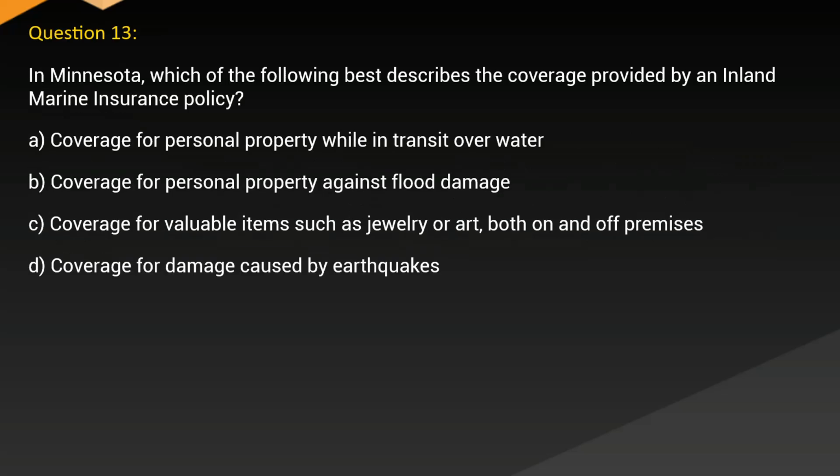Question 13. In Minnesota, which of the following best describes the coverage provided by an inland marine insurance policy? A. Coverage for personal property while in transit over water. B. Coverage for personal property against flood damage. C. Coverage for valuable items such as jewelry or art, both on and off premises. D. Coverage for damage caused by earthquakes.